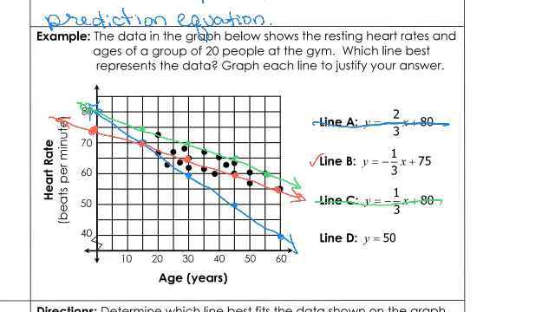All right, how about line D, y equals 50? So what we're saying is no matter what x is, y is 50. Well, that misses altogether. So which one of these would you say is the best choice? Would be line B. Okay, it's the one that goes through the most center of the data.